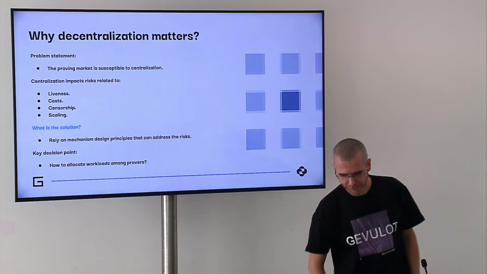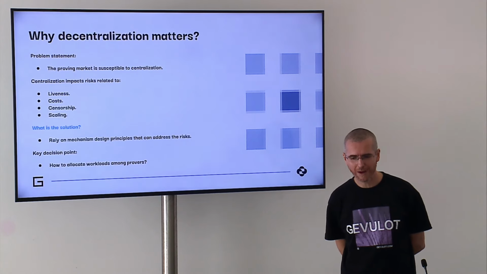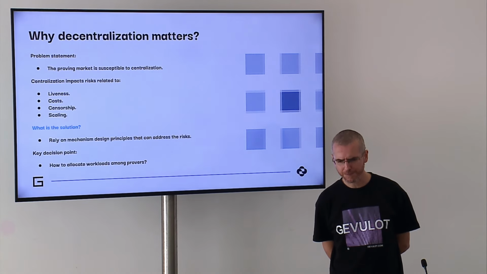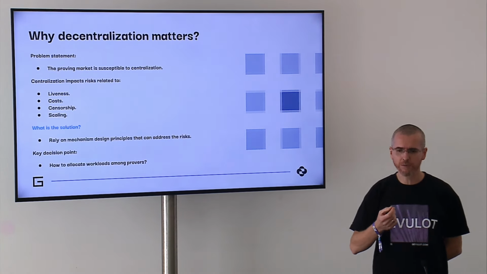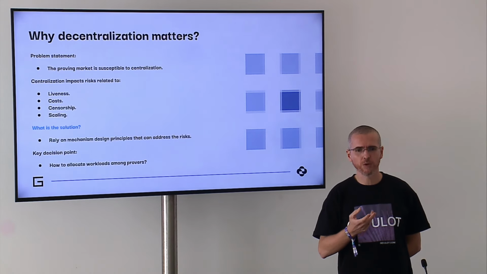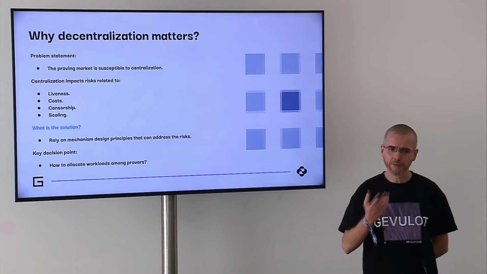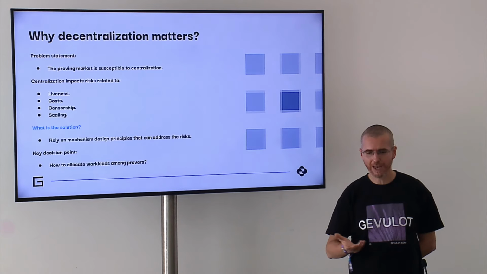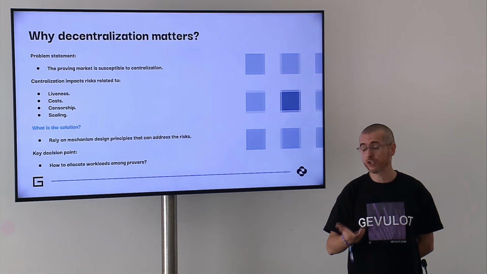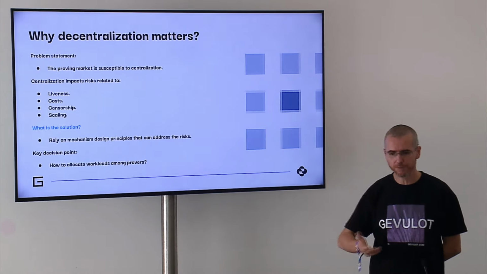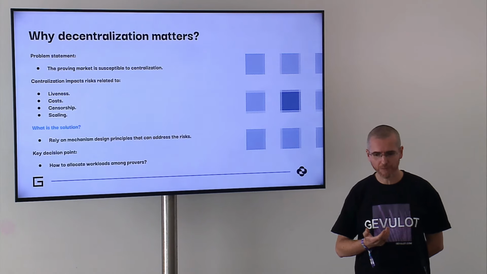Okay, let's start off. Before I go into details, I would like to talk a little bit about why decentralization matters. The proving market is quite susceptible to centralization, and that is because it's heavy on economics. For example, if we look at the MEV market or block building on Ethereum, you see that it involves a lot of money, heavy on economics, and because of that, it's actually a couple of specialized builders who are building most of the blocks on Ethereum. In a similar way, we expect that the proving market can be equally centralized, if not more.